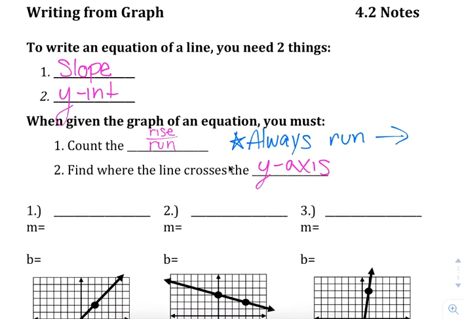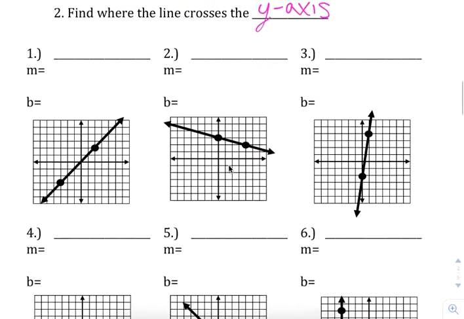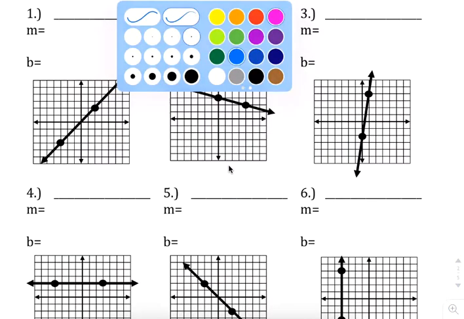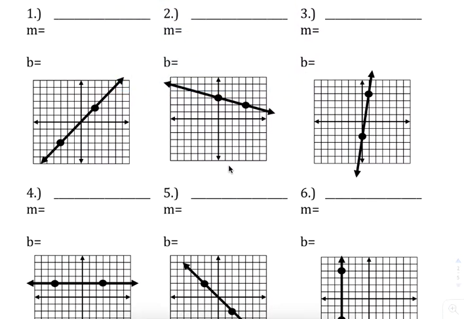You're still going to be using your m and your b, except now you're going to have to find it off a graph. You're going to have to count the rise over run. You're going to have to find the y-intercept on the y-axis. Those values are what you're looking for. Okay, let's go ahead and try the first problem. So remember that when we count a slope, we are counting how much it is rising over how much it's running. It's also important that you simplify.